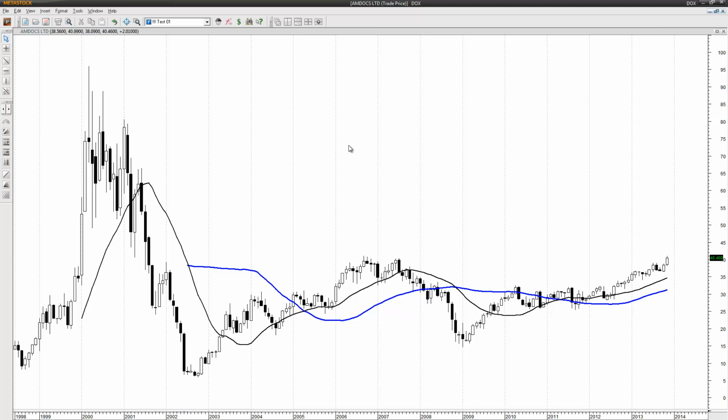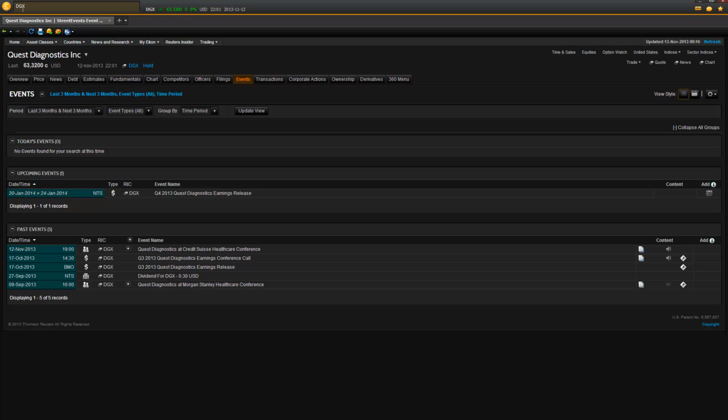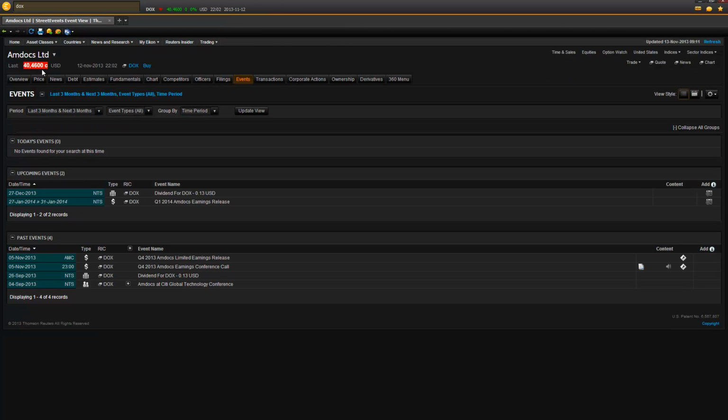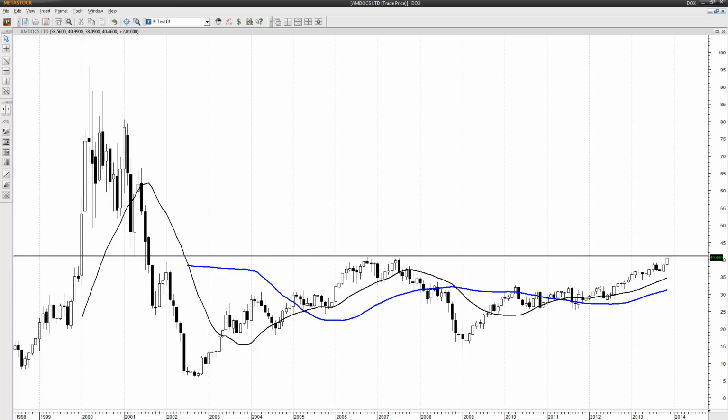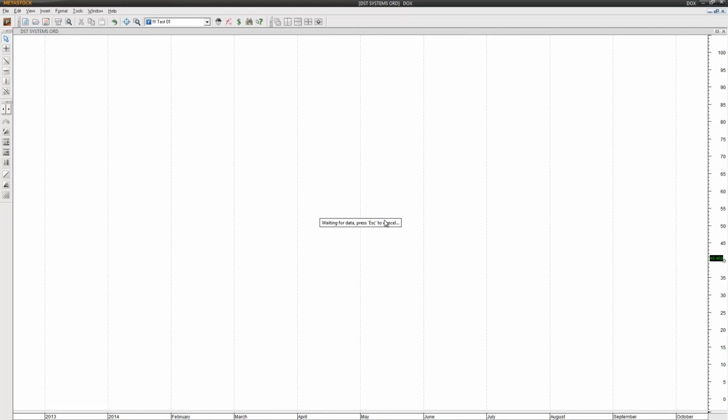Take a look at the next chart. Amdocs. I'm using this peak 41.01. That's where I put in my short sell limit order. DOX. Got any earnings? No, we don't have any earnings for Amdocs.